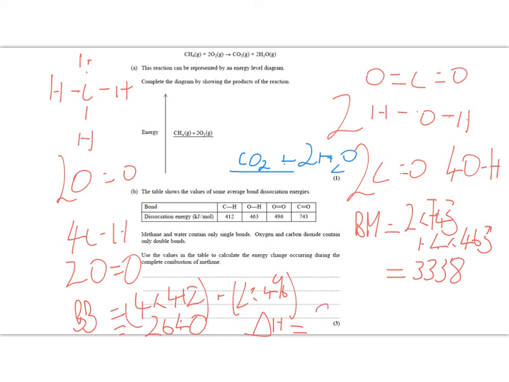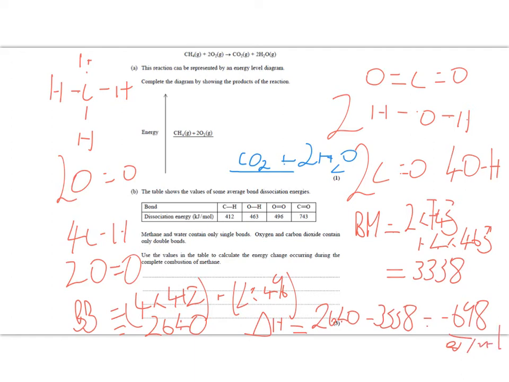So we've got 2640 minus 3338, and that gives minus 698 kilojoules per mole.